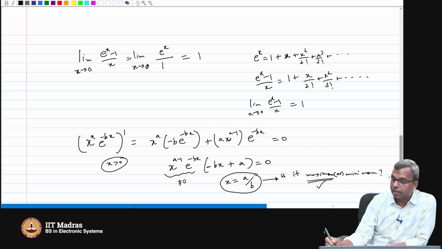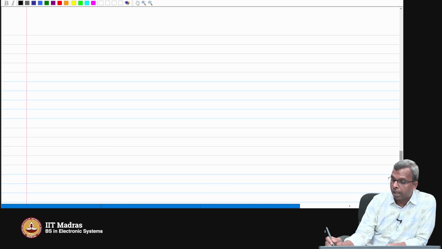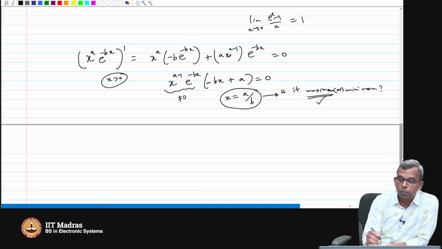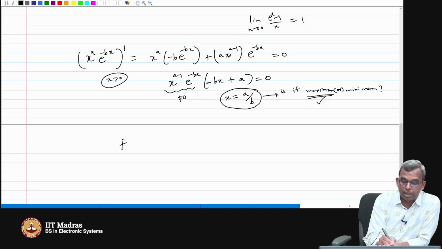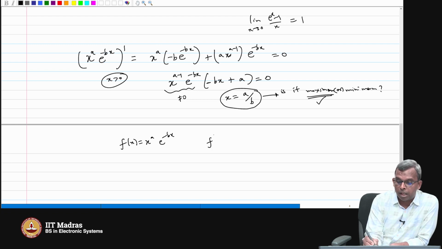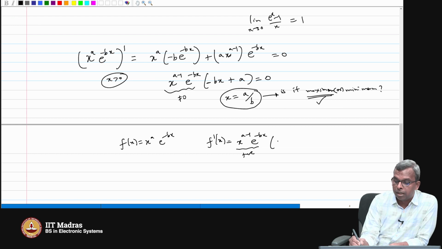Another way of doing it is to check what happens to f prime of x. Suppose f of x is x power a e power minus bx. f prime of x is something we did just now: x power a minus 1 e power minus bx, which is always positive, times a minus bx, isn't it? This is what is f prime of x.